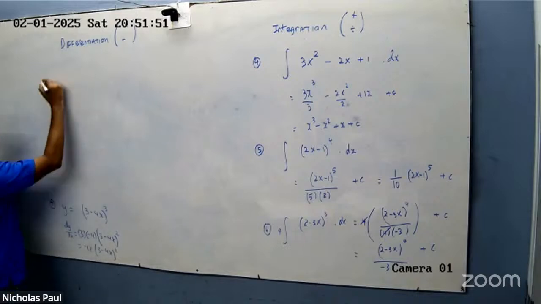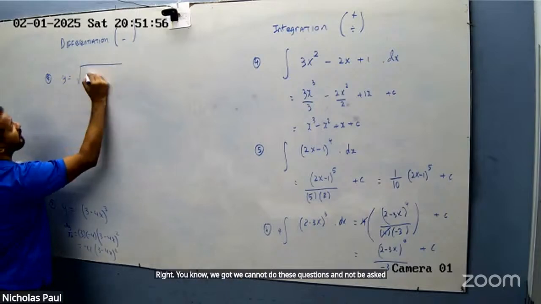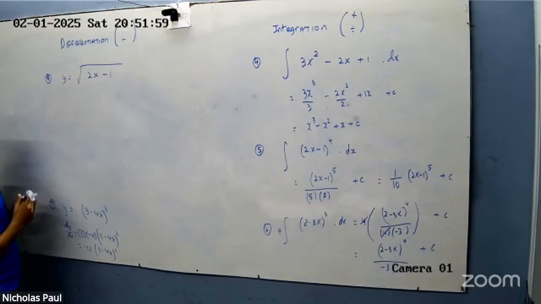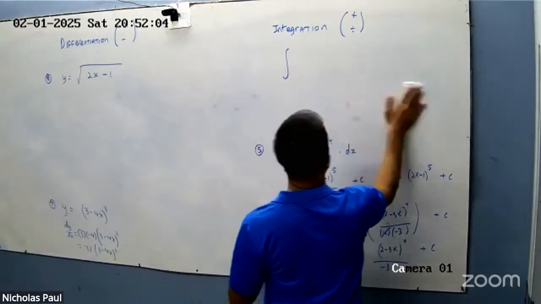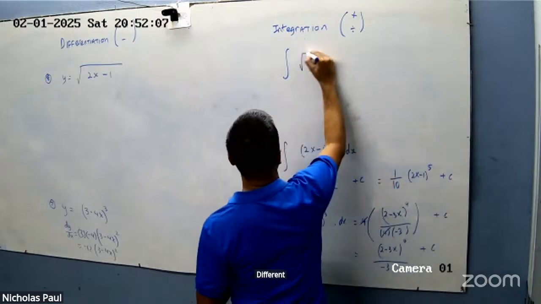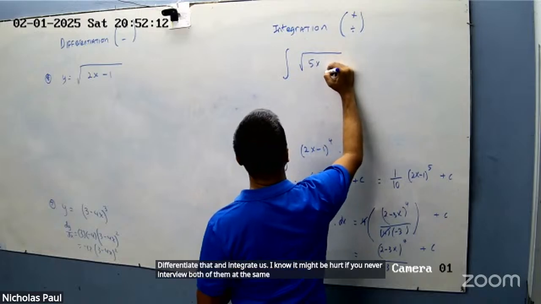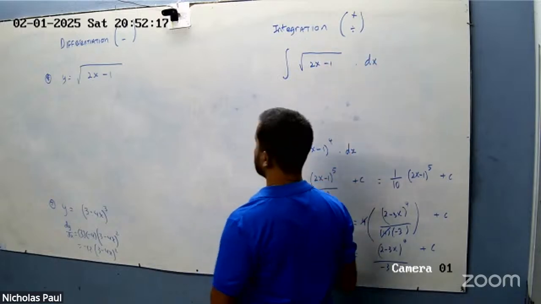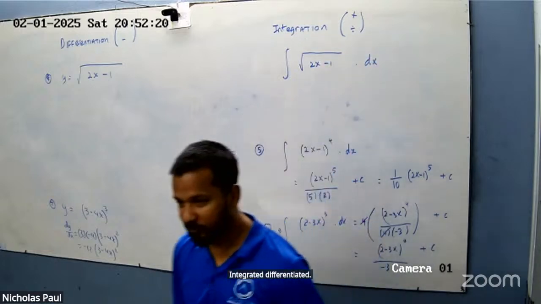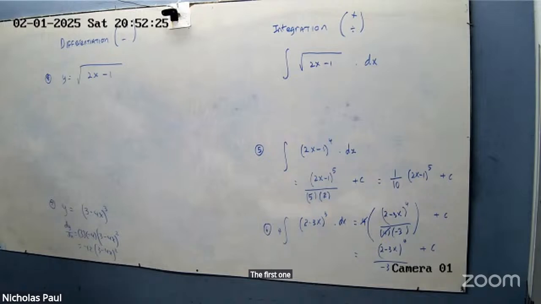You know, we cannot do these questions and not get a square root, right? Differentiate that and integrate this. I know it might be hurting your brain to do both of them at the same time. Differentiate the first one, integrate. What does square root mean again? To the power of a half. Nice one.